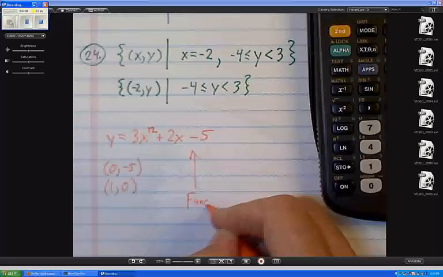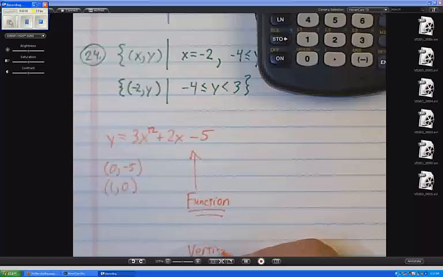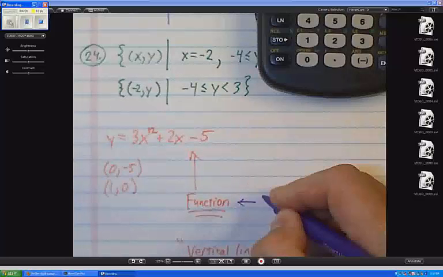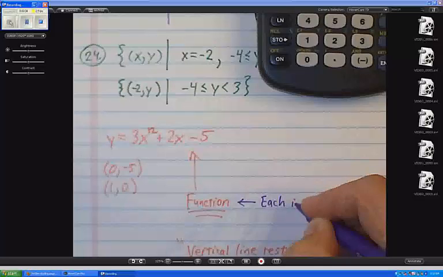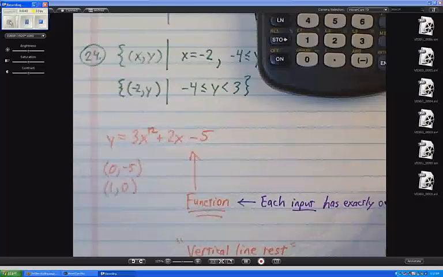Now, how do I know if a relation is a function? The vertical line test. What does that mean? The vertical line test is a really nice way to say it. I'm also going to say this about a function. Each input has exactly one what? Output. Input and output, if I'm going to use those words.